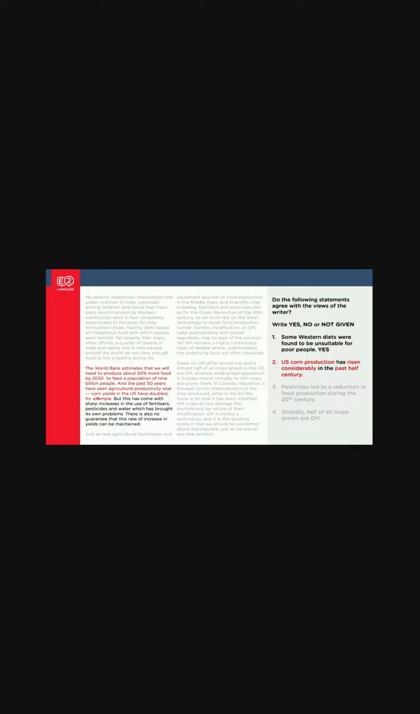So this is the key part. Corn yields in the US have doubled. US corn production has risen considerably. Yes, double is rising considerably in the past half century, the past 50 years. So again, this is yes. It's saying the same thing as the text. Number 3 now.